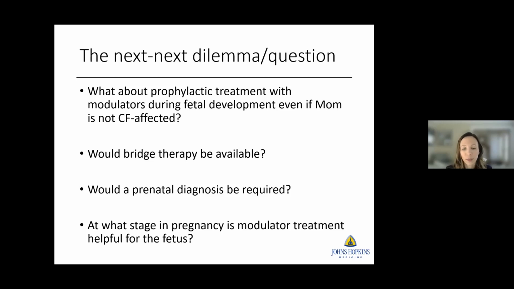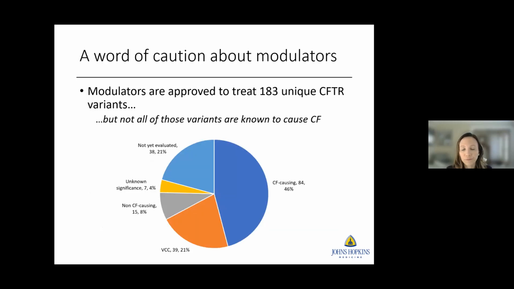It was one thing, and remains one thing, to treat people that already have CF and to see if we can reverse and improve some of their disease. Where I think we'd eventually like to go is, can we prevent it entirely by starting these drugs early enough? I would be remiss if I didn't say a word of caution about modulators. This is a fact that is near and dear to my heart.